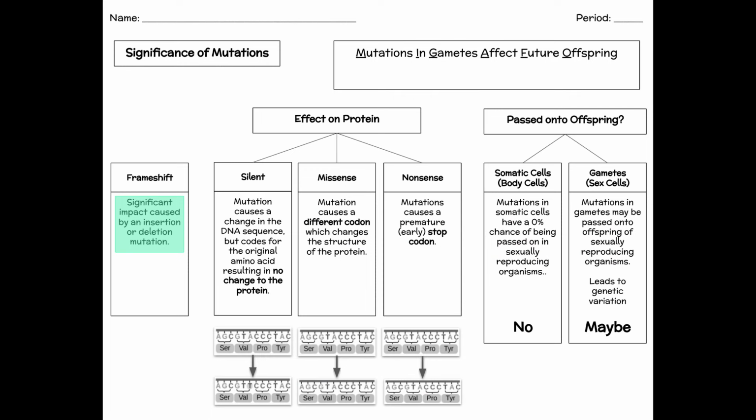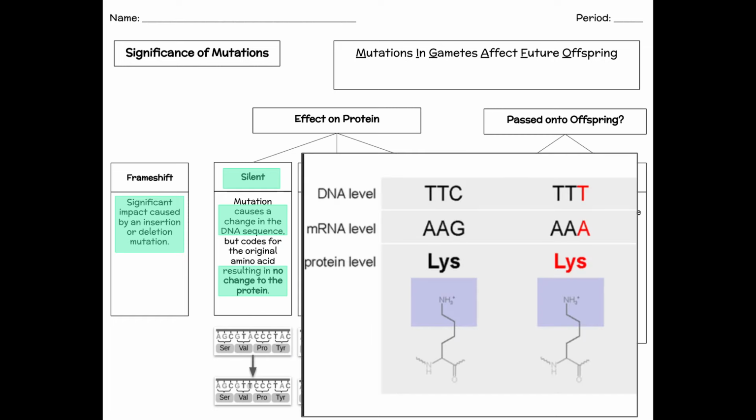The effects of mutations can be categorized in three ways. Silent mutations are mutations that cause a change in the sequence of DNA, but it still codes for the original amino acids, resulting in no change to the protein. It is silent because it may never be noticed since there is no change to the protein being expressed.